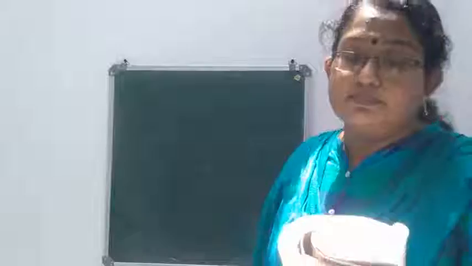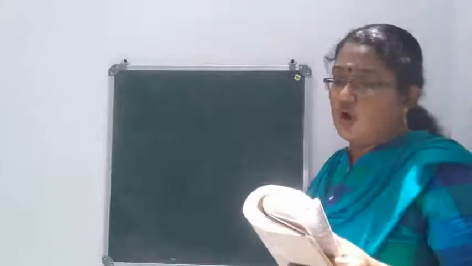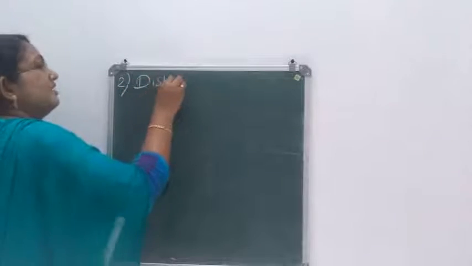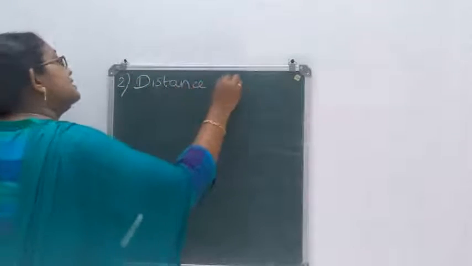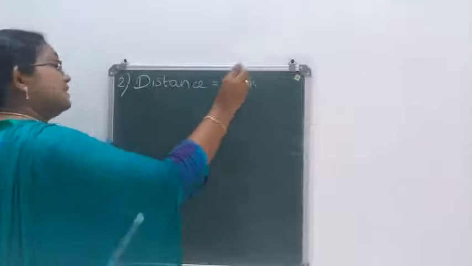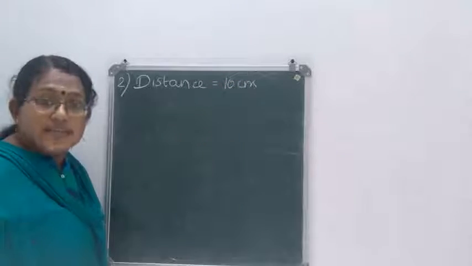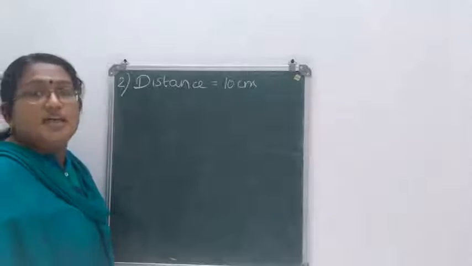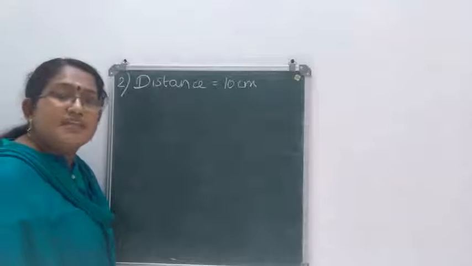Now question number 2. A nut is opened by a wrench of length 10 centimeter. That means the distance, isn't it? Length is distance. So distance is equal to 10 centimeter. But one issue is there. What is that? 10 centimeter. We need it in meter. How to convert centimeter to meter?